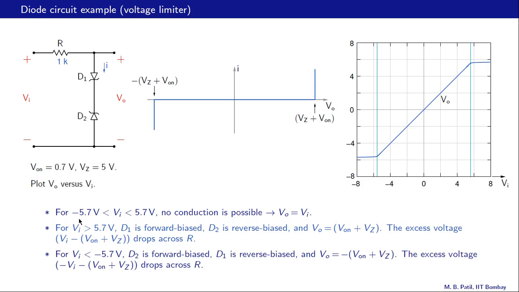For Vi between minus 5.7 volts and plus 5.7 volts, no conduction is possible, as we argued earlier. If no conduction is possible, there is no voltage drop across this resistance, and therefore VO is equal to Vi. And this equation represents a straight line with a slope equal to 1, and it passes through the origin like that.